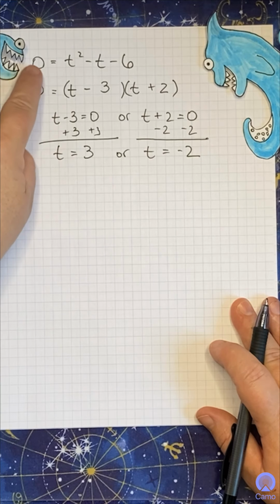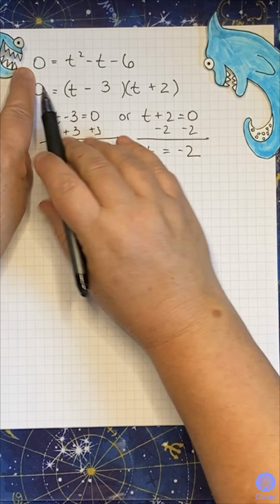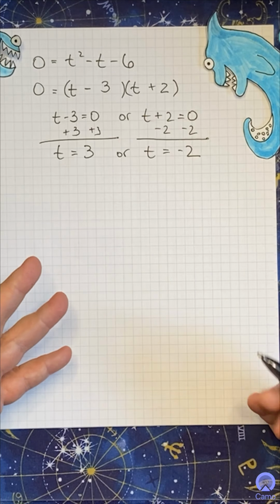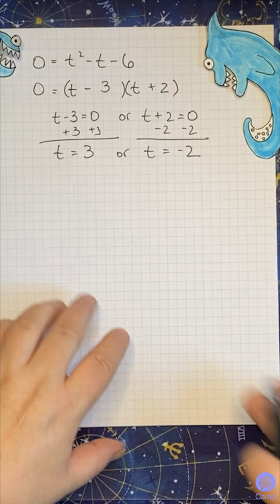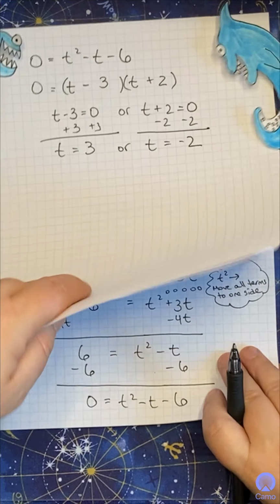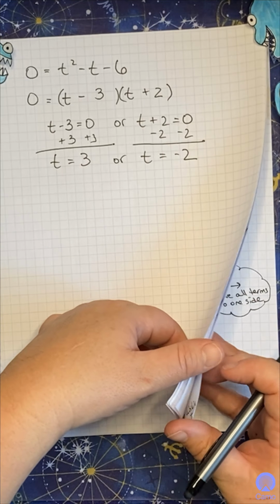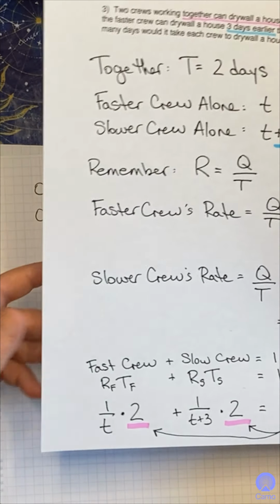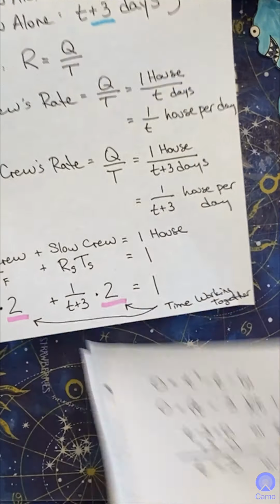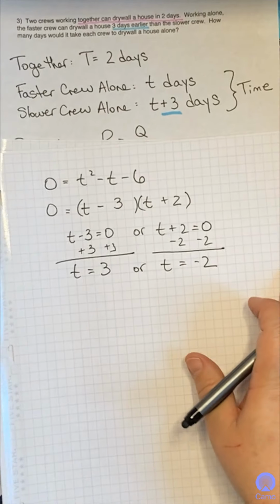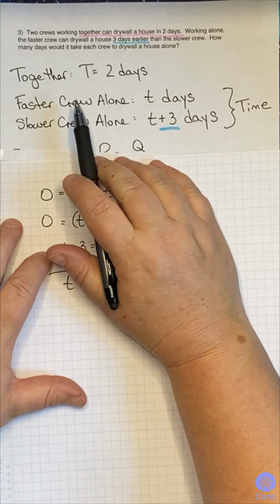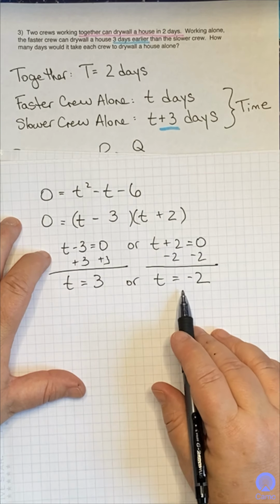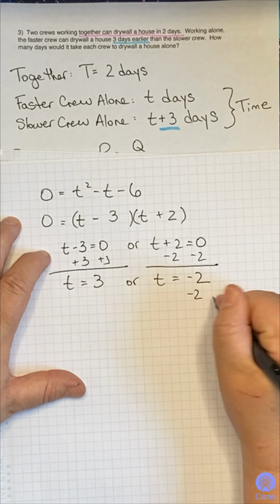Well, the math was right here. This is the problem we're solving. This equation models what's happening in the real world. But when we actually look back on the problem that we set up in the real world, let me find it. Sorry about that, Sharktopus. The problem that we set up was that, there we go, the faster crew alone was working for T days. This doesn't make any sense. Negative 2 days?